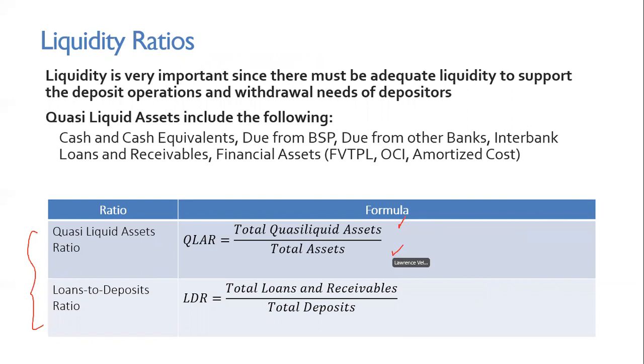What are quasi-liquid assets? Ito, dinefine na dito sa taas. Okay? Quasi-liquid assets are cash, due from BSP, due from other banks, interbank loans receivables, and all financial assets. So yung FVTPL, OCI, and amortized costs, they are all included in the list of quasi-liquid assets.